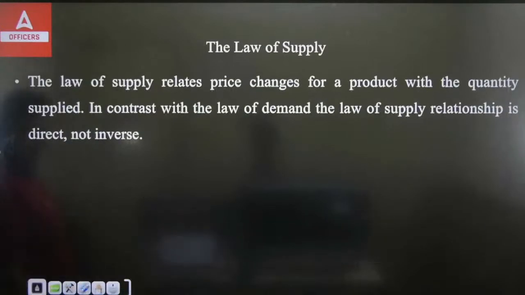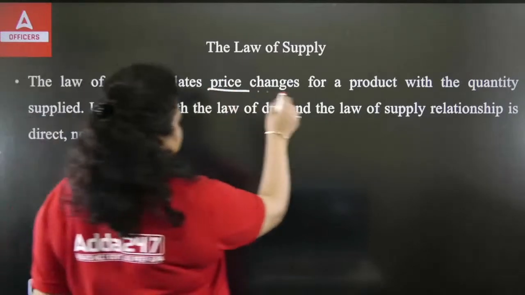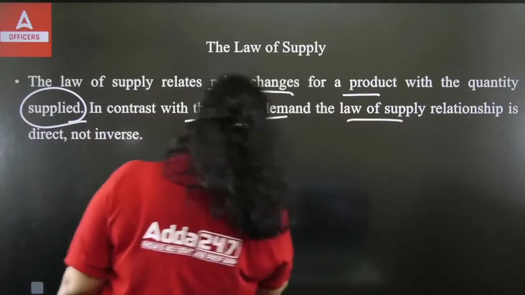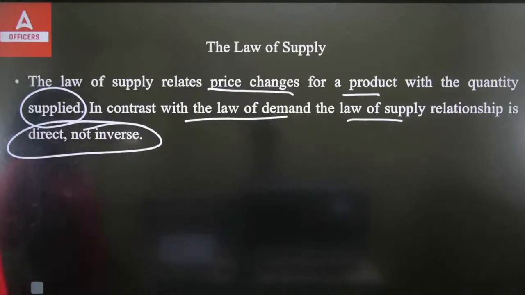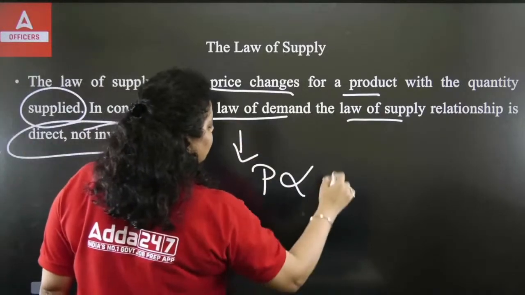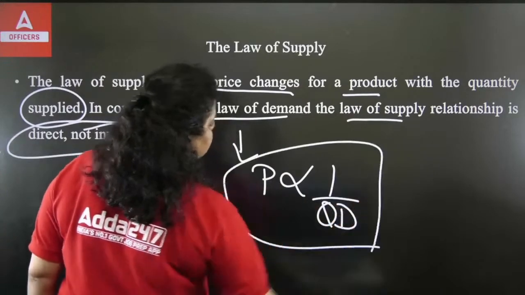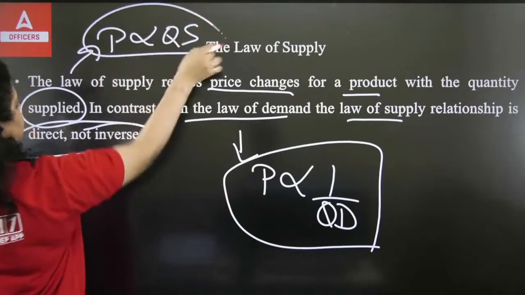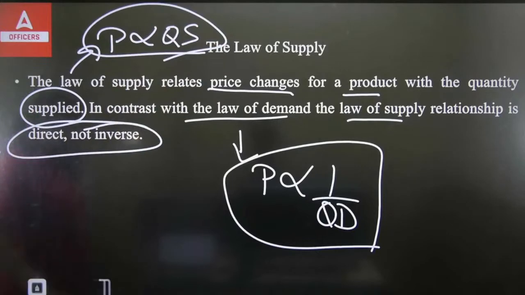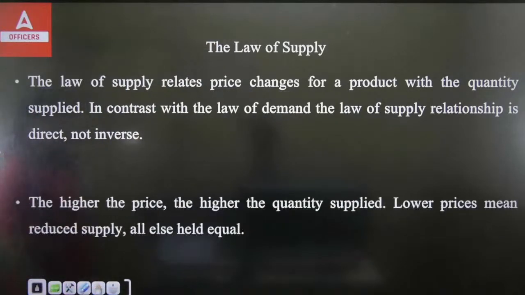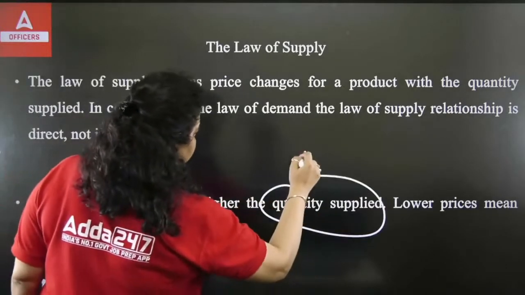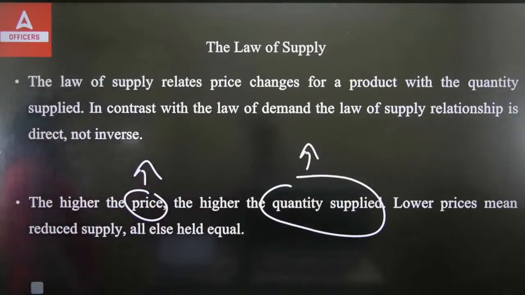Let's check the theory now. The law of supply relates price changes for a product with the quantity supplied. In contrast with the law of demand, the law of supply relation is direct, not inverse. In the law of demand, price and quantity demanded have an inverse relation, but in the law of supply, price and quantity supplied have a direct relation. The higher the price, the higher the quantity supplied. Obviously, if the price is increasing, the quantity supplied will increase. Lower price means reduced supply. That is what the law of supply talks about.